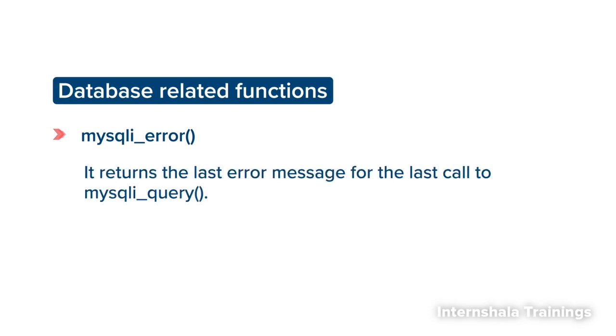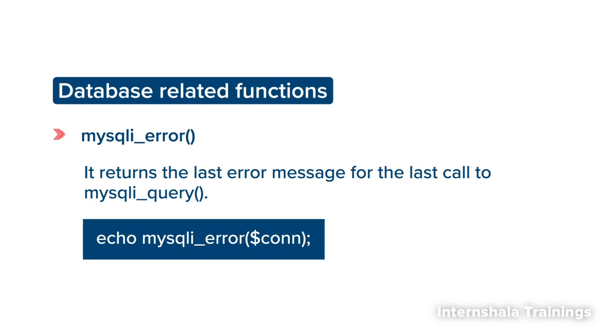Next, similar to the mysqli_connect_error function, we have the mysqli_error function. This function returns the last error message for the last call to mysqli_query. This means if our SQL query fails to execute, using this function we can get the exact reason of the failure as an error message. This is the syntax that we use for this function, in which we can see that it takes the connection reference object as the parameter.